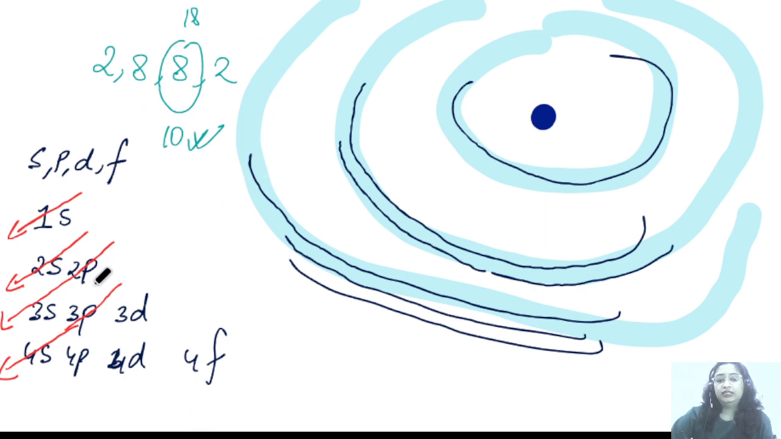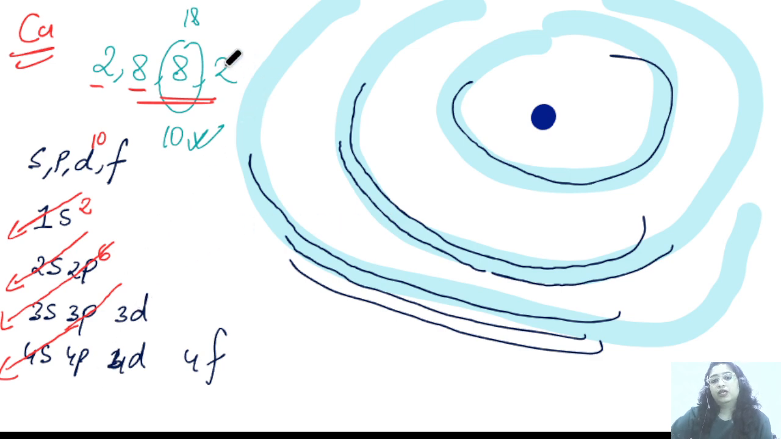So this is the reason that the s subshell can hold up to 2 electrons, the p subshell can hold up to 6 electrons, and the d subshell can hold up to 10 electrons. Okay, so in your junior grades you are just doing up to 20 elements, right? So 2 plus 8 is 10, and here there are 20 electrons. This is calcium.